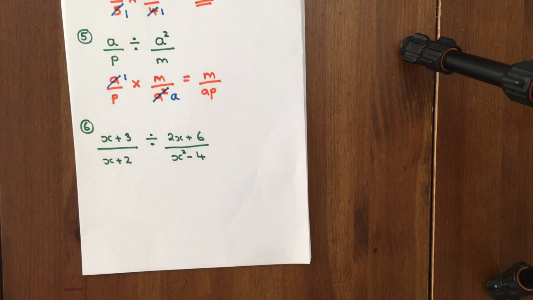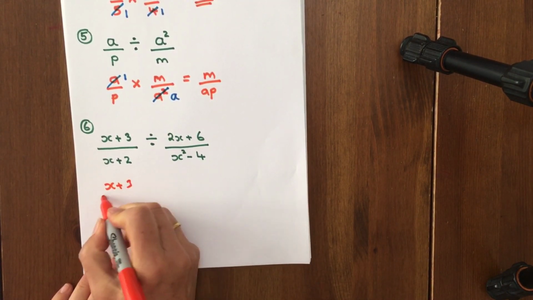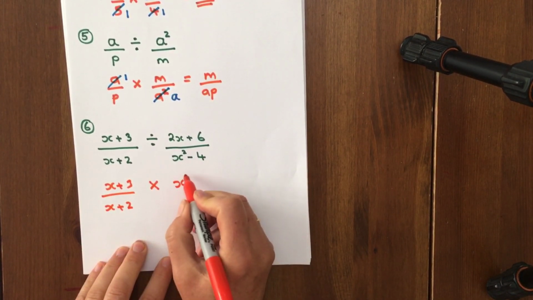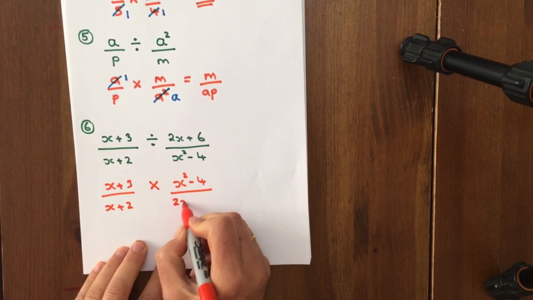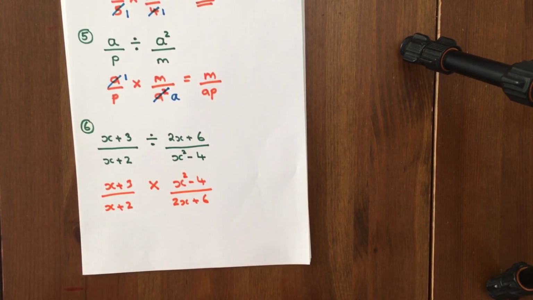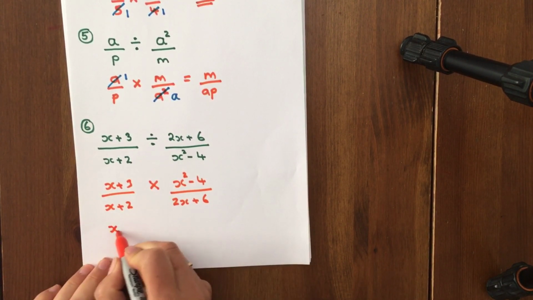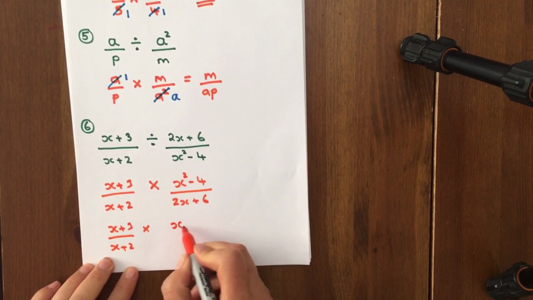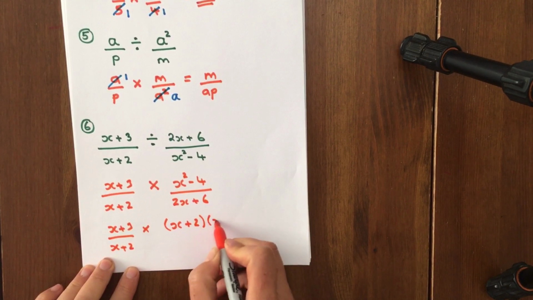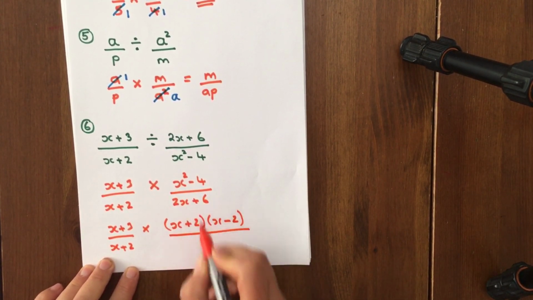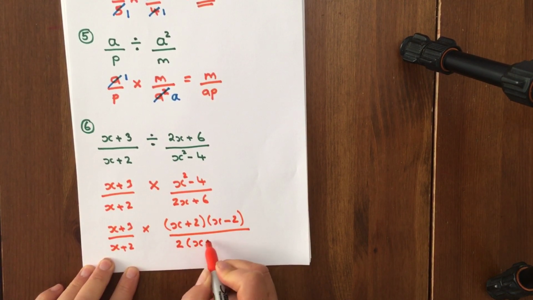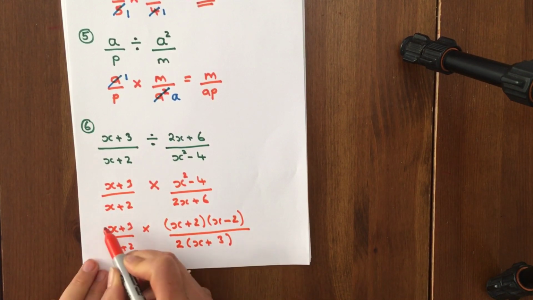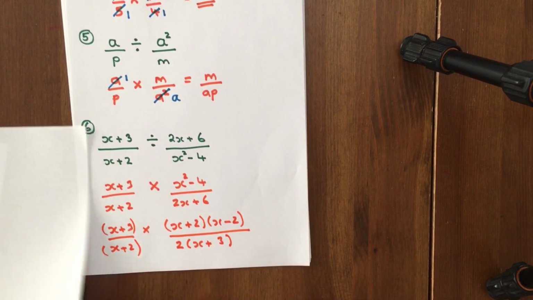Okay, the next example. So keep, change, flip. Keep the first fraction, change the divide to multiply, and flip the second fraction. Okay, do that first before you try and do any cancelling. Now I'm going to look at the second fraction and factorise the second fraction. So you notice I've got the difference of 2 squares on the top, and I can take out a factor of 2 on the bottom. Okay, I'm just going to put brackets here.